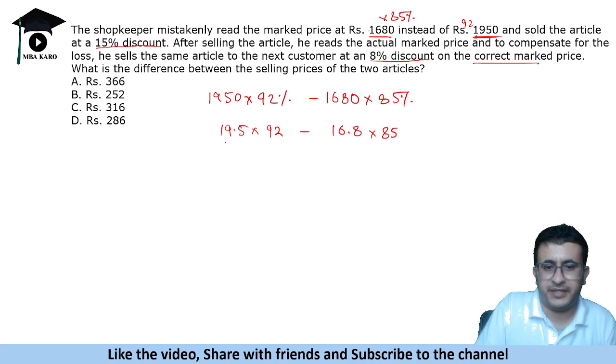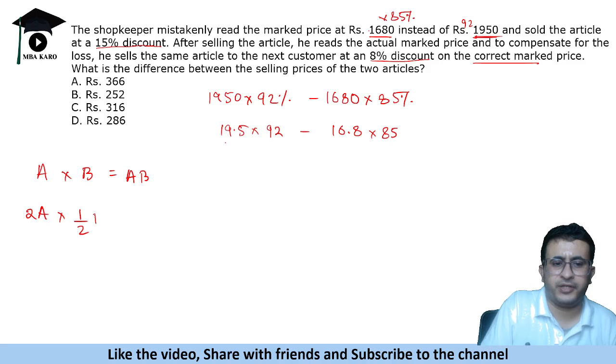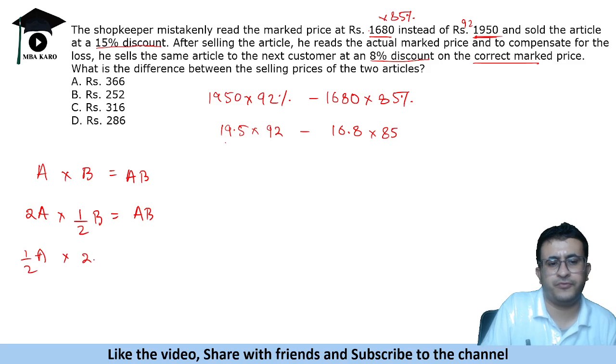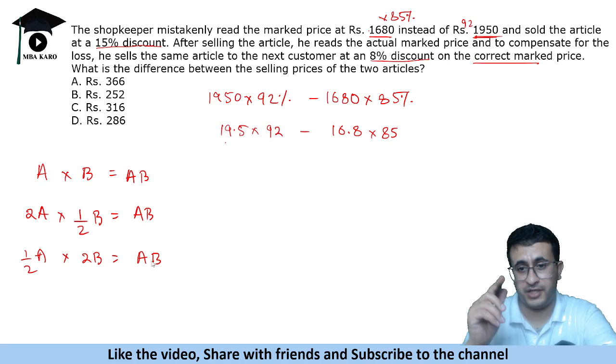Now if I have to multiply two numbers A and B, the product is AB. If instead I multiply 2A by half B, the product is still AB. If instead I had multiplied half of A into 2 times of B, the product is AB. We are concerned about the product, right? We are not at all worried which numbers we multiplied.